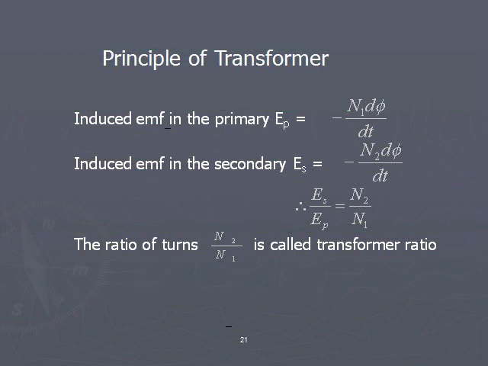So the ratio of the turns can be obtained like this: ES by EP, the induced EMF in the secondary by the induced EMF in the primary. The ratio of the induced EMFs is equal to N2 by N1. The ratio N2 by N1 is called the transformer ratio. So the transformer ratio decides the ratio of the induced EMFs.